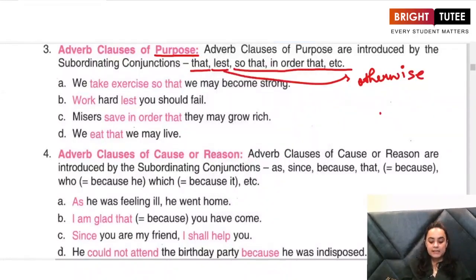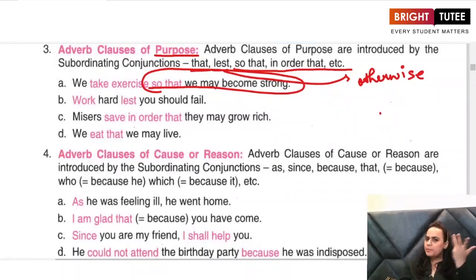We take exercise so that we may become strong. Why do we exercise? So that we may become strong. So I know the purpose of exercising. That is my adverb clause of purpose. Work hard lest you should fail. What is the purpose of working hard? Otherwise, you will fail. If you will not work hard, you will fail. This is the purpose of working hard.